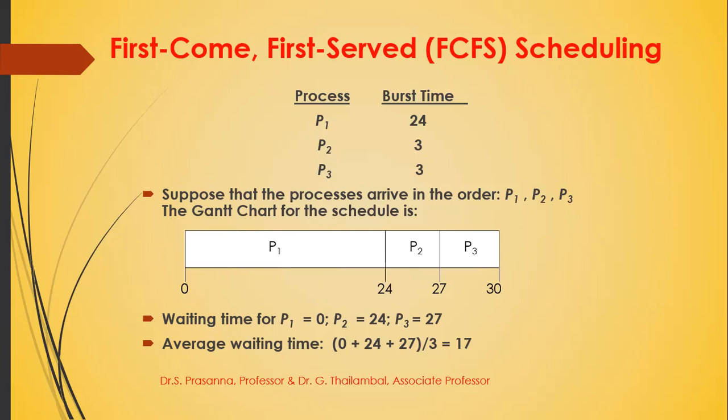When you compare it with other scheduling algorithms for the same processes and same burst times, whichever algorithm gives you the lowest average waiting time can be taken for assigning the processes to the CPU. So according to this FCFS, it is 17 milliseconds for the 3 processes.